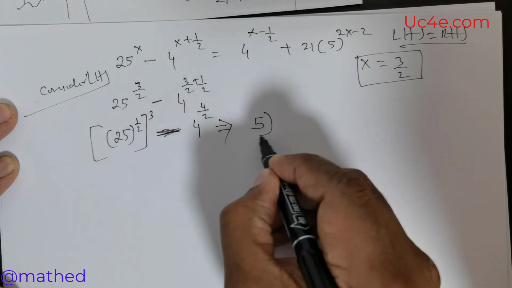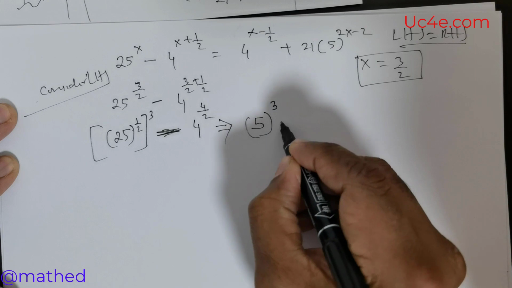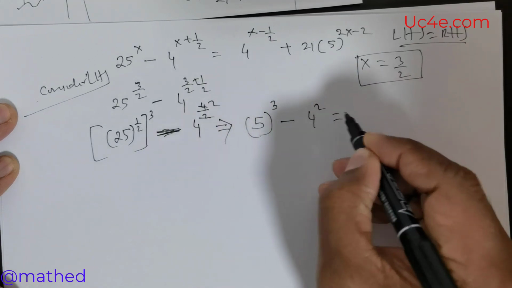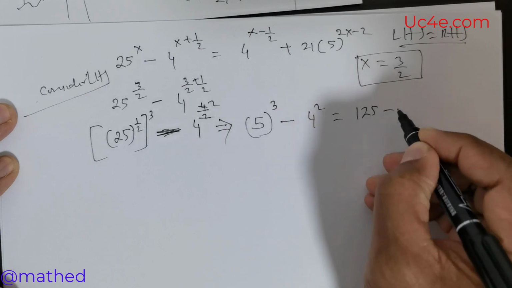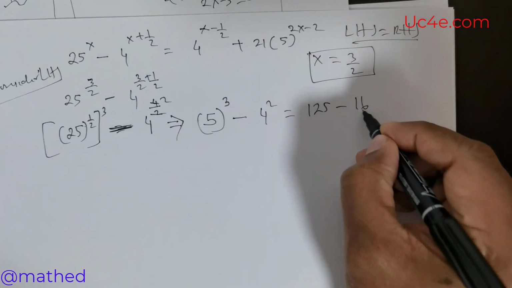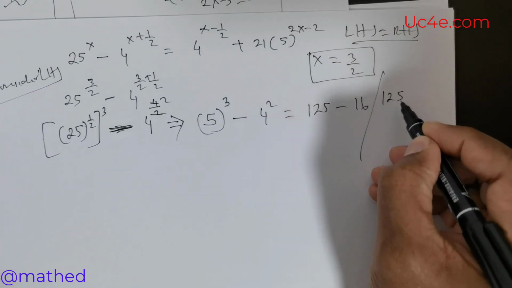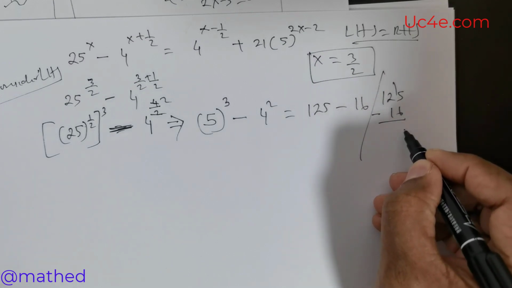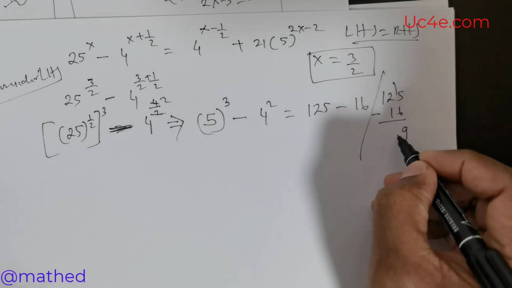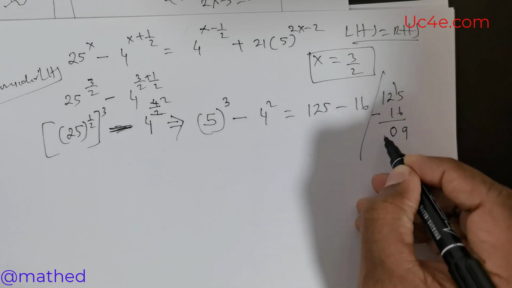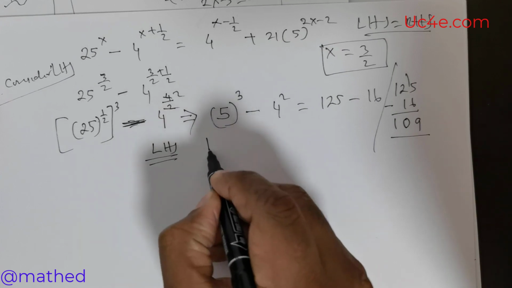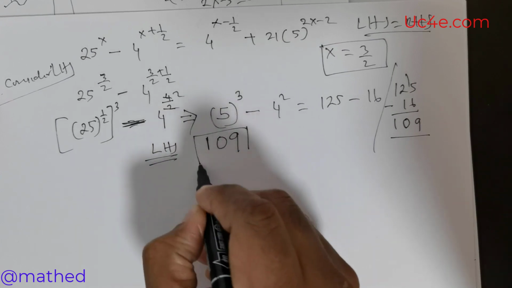That's nothing but 5. Now this is raised to the power of 3, followed by negative. 2 divides 4 2 times, so you get 4 squared. 5 cubed is nothing but 125. 4 squared is nothing but 16. So if I were to subtract 125 − 16, this is going to give me 109. So my left hand side value is 109.